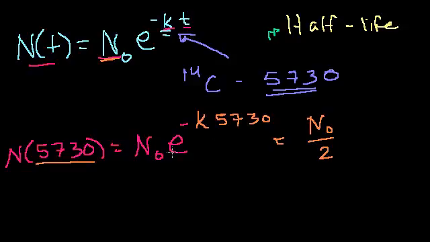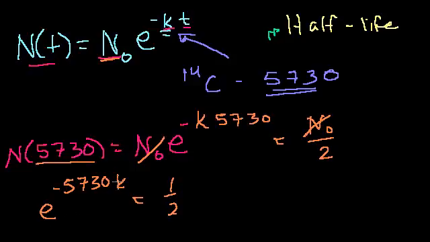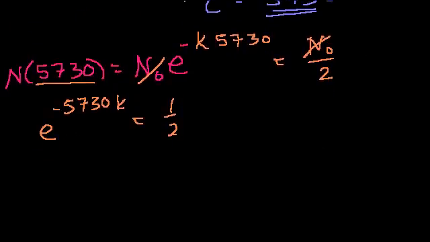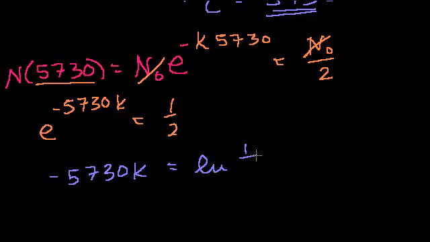So if we try to solve this equation for k, what do we get? Divide both sides by N0, get rid of that variable, and then we're left with e to the minus 5,730k is equal to 1/2. If we take the natural log of both sides, what do we get? The natural log of e to the a is just a. So the natural log of this is minus 5,730k is equal to the natural log of 1/2. I just took the natural log of both sides.